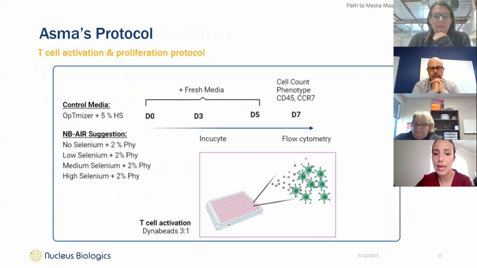On day 0, I activated the cells using Dynabeads at a ratio of 3:1, and then on day 3 and day 5, I added fresh media, and then at day 7, I proceeded with a cell count and then phenotype.